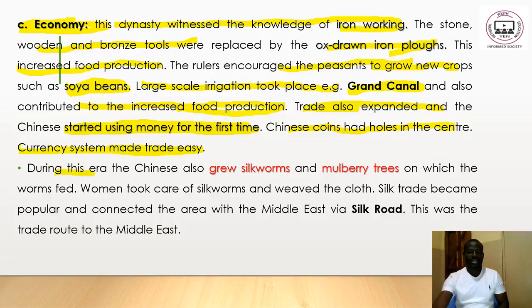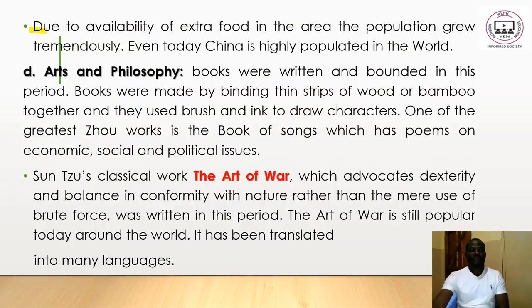And during this era, the Chinese also grew the silkworm and the mulberry trees, where those worms, the silkworms, were fed. So women were taking care of those silkworms and they were weaving cloth. The silk trade, we are saying, became popular and connected the area with the Middle East. So after those women harvested the silk from the silkworm, they were weaving the cloth, and that was one major trade item with the Middle East. So they were going to the Middle East, and due to the availability of extra food in the area, the population of the Chinese also grew tremendously. And even today, China is highly populated. It's highly populated up to this day.